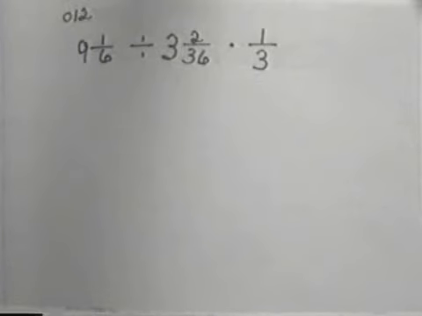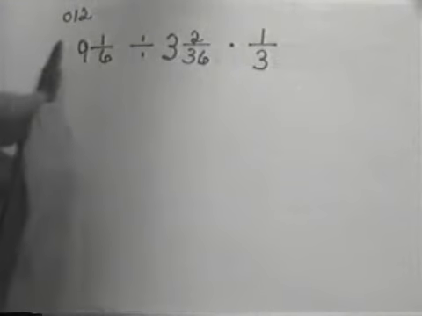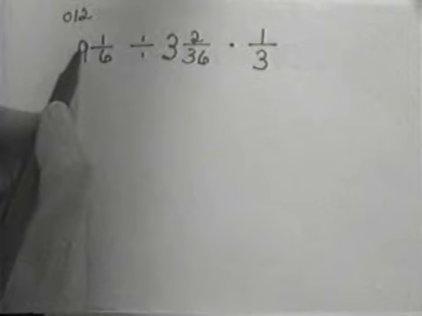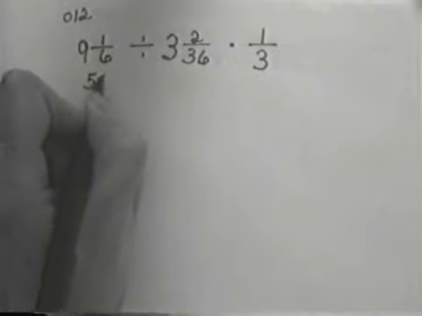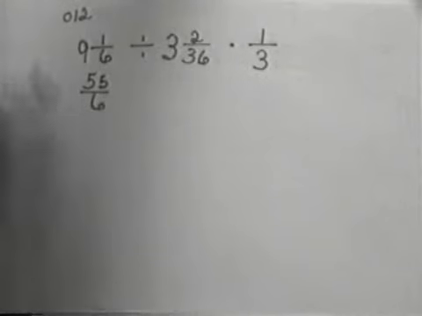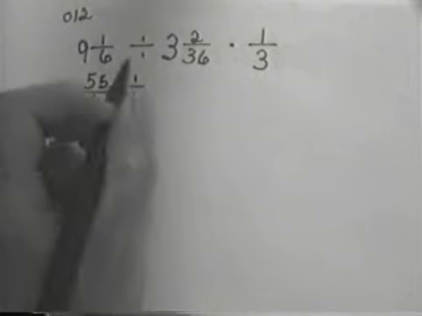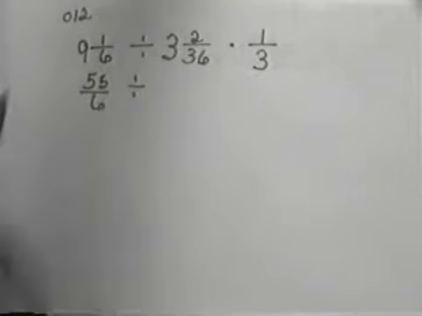Now let's do a problem that involves dividing and multiplication. Well, the first thing we want to do is to make everything look like single fractions, or to make our mixed numbers look like improper fractions. So we'll begin by doing that. 6 times 9 is 54, plus 1 gives us 55 sixes, divided by 36 times 3.